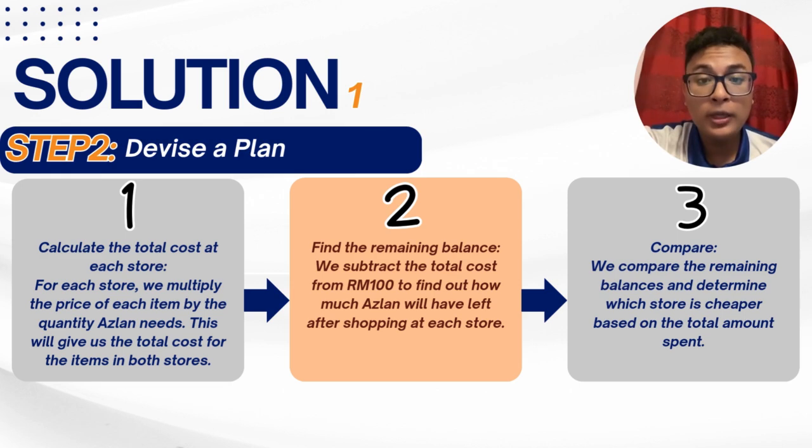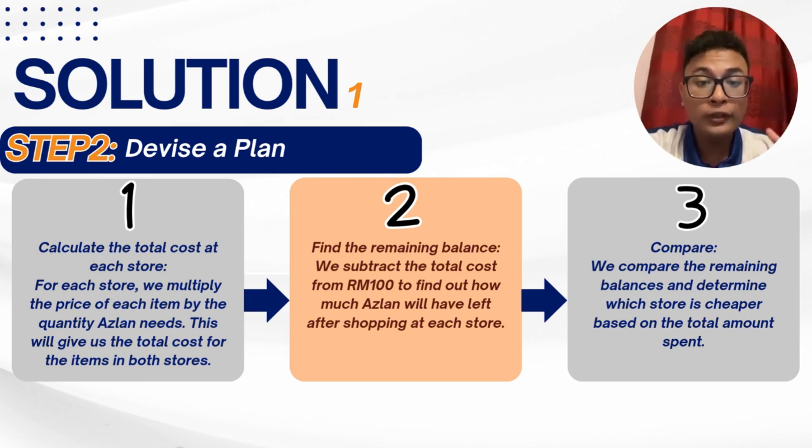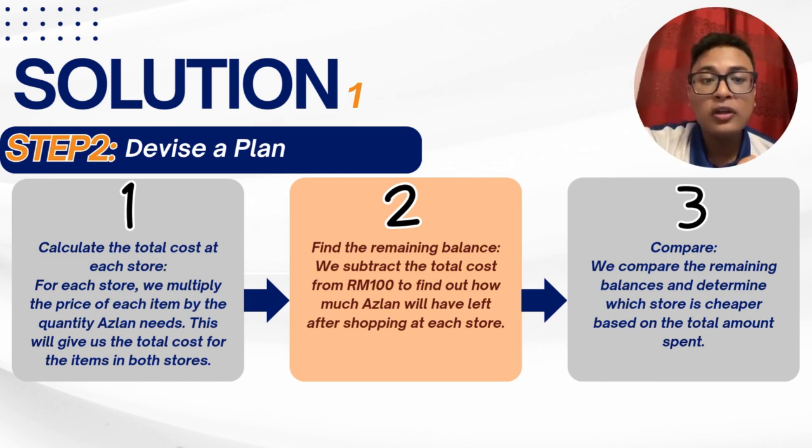By following the Polya model, the second step is to devise a plan. Just now we understood the problem and came out with the main points, and in the second step we devise a plan, which is how we need to solve the problem. The first one is to calculate the total cost at each store. For each store, we multiply the price of each item by the quantity that Azlan needs. This will give us the total cost for the items in both stores.